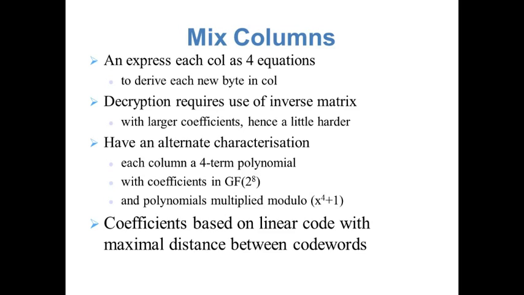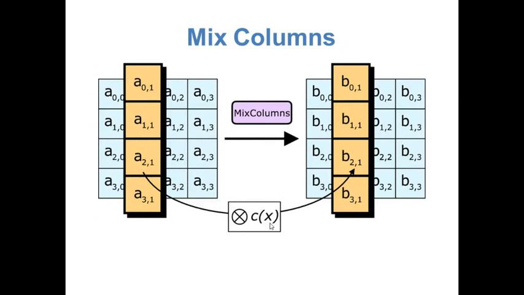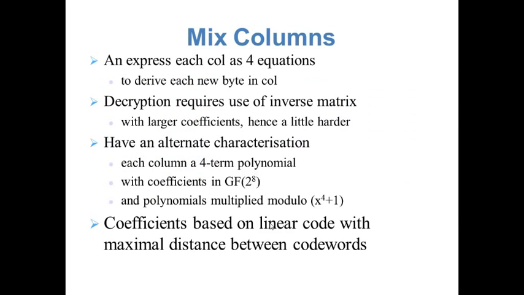The designers and the AES standard provide an alternate characterization of mixed columns, which treats each column of the state as a four-term polynomial with coefficients in GF of 2 power 8. Each column is multiplied by a fixed polynomial, given here and labeled c(x) here. It's a constant. This is useful for analysis of the stage, and the matrix decryption also requires it for implementation.